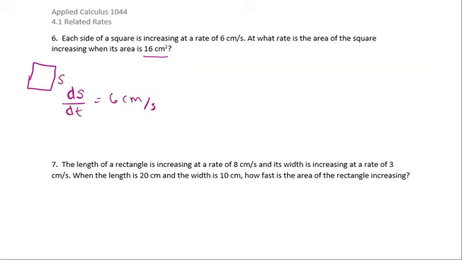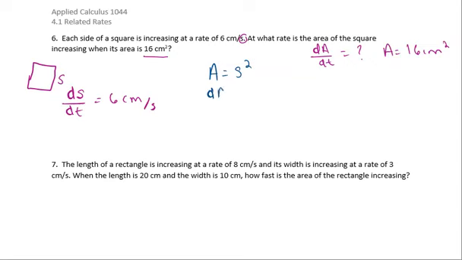At what rate is the area, that would be dA dt, of the square increasing when its area is 16 centimeters squared. We know this is in reference to time because it's centimeters per second. Now we need to figure out how the sides and area are related. The area of a square is the side dimension squared. So that's how they're related.